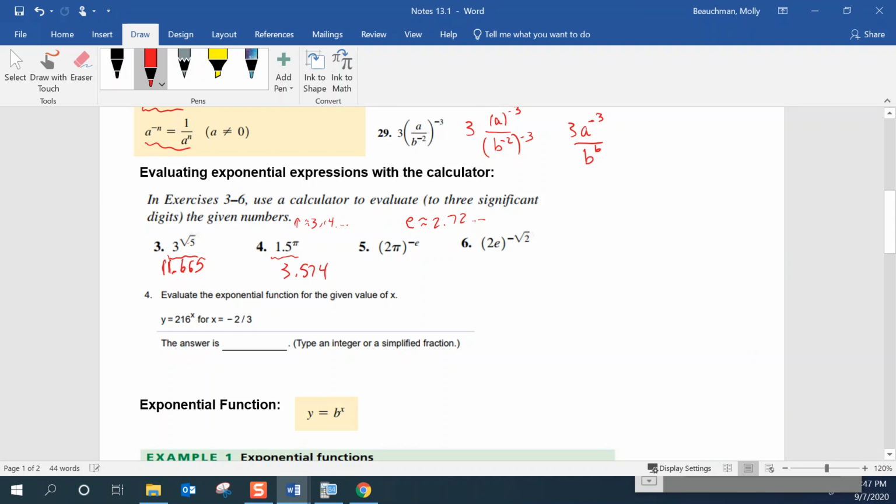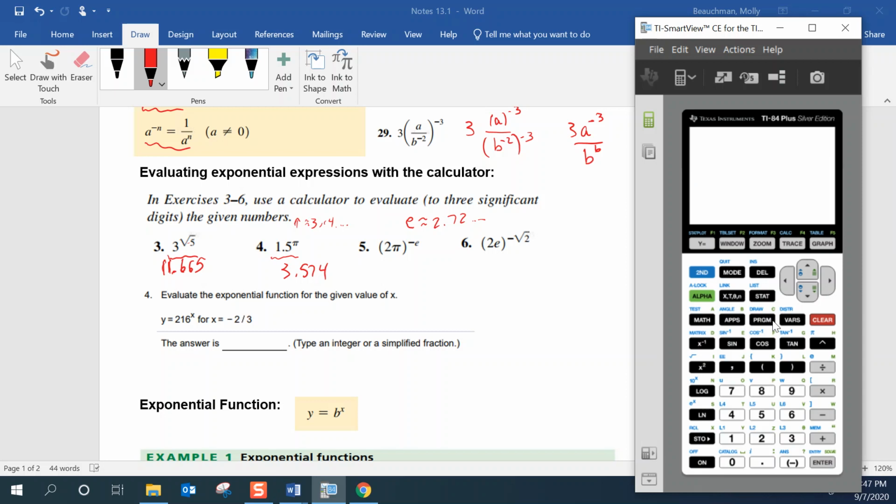Try these on your calculator to make sure that you know how your calculator works, because there's a whole lot of different types of calculators. Next one, I have 2 pi to the power of negative e. So I'm going to type 2, use the pi key, not 3.14, to the power of, now I'm going to put parentheses to make sure that that negative is included with the e. The e on my calculator is right above the division key. And then close parentheses. So 2 pi to the power of negative e is about 0.089 to 3 significant digits.